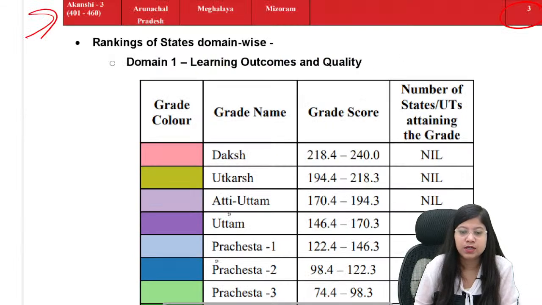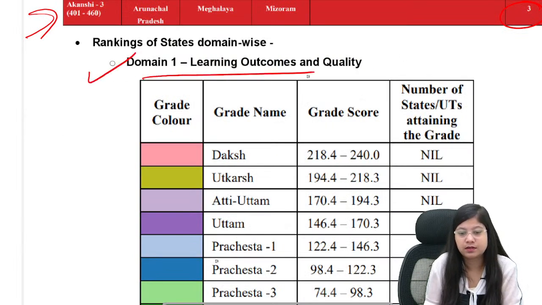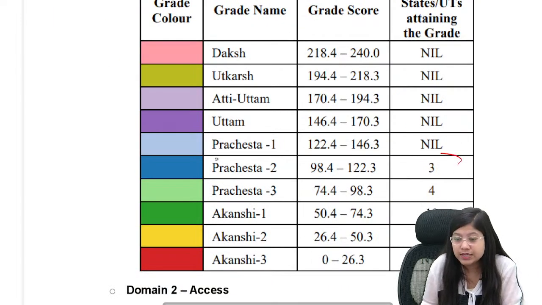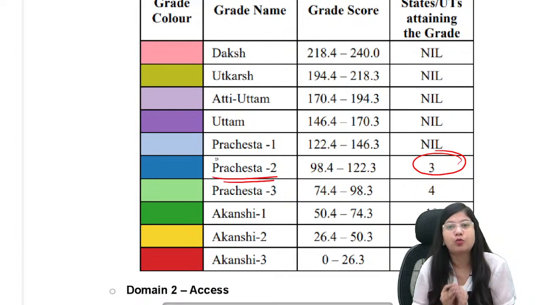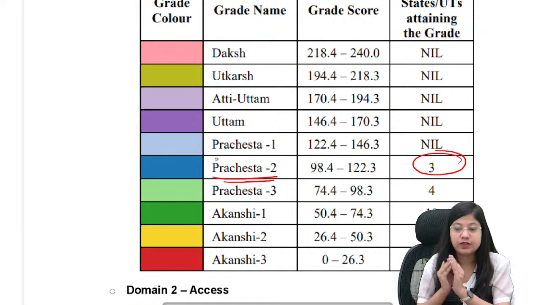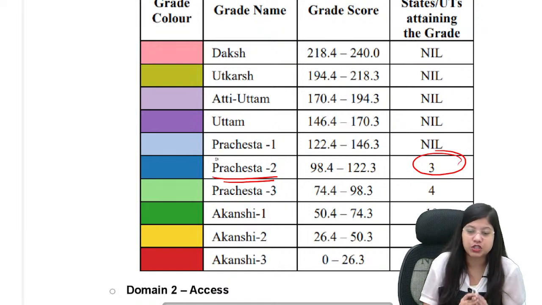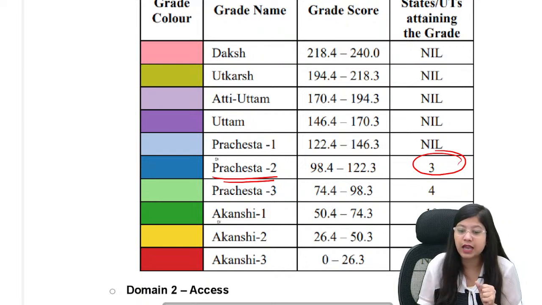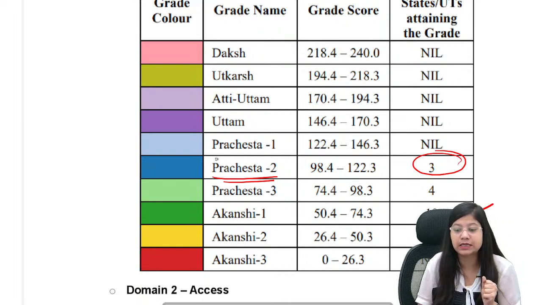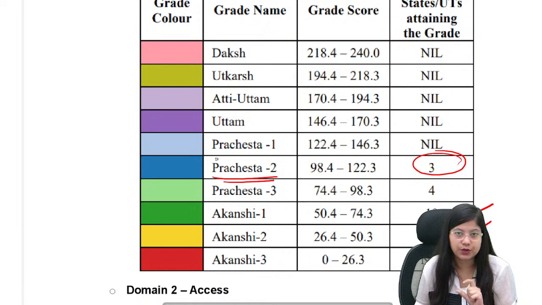Now here the domain wise rankings have been given. For example, in domain 1, learning outcome and quality, we have 3 states performing in the Pracheshta 2, 4 states performing well in the Pracheshta 3, and then we have 19 states in Akanshi 1 and 10 states and union territories in Akanshi 2.